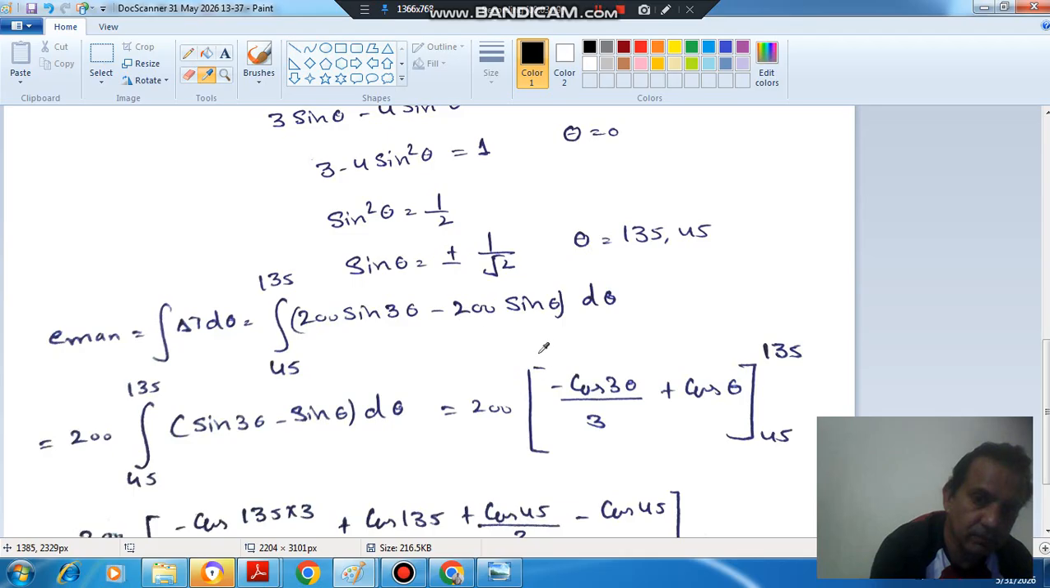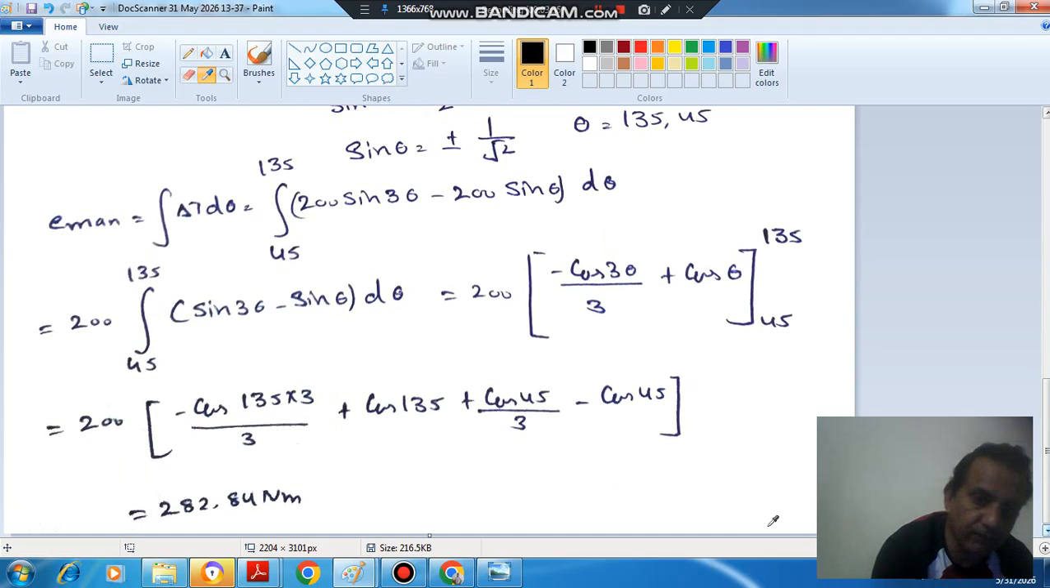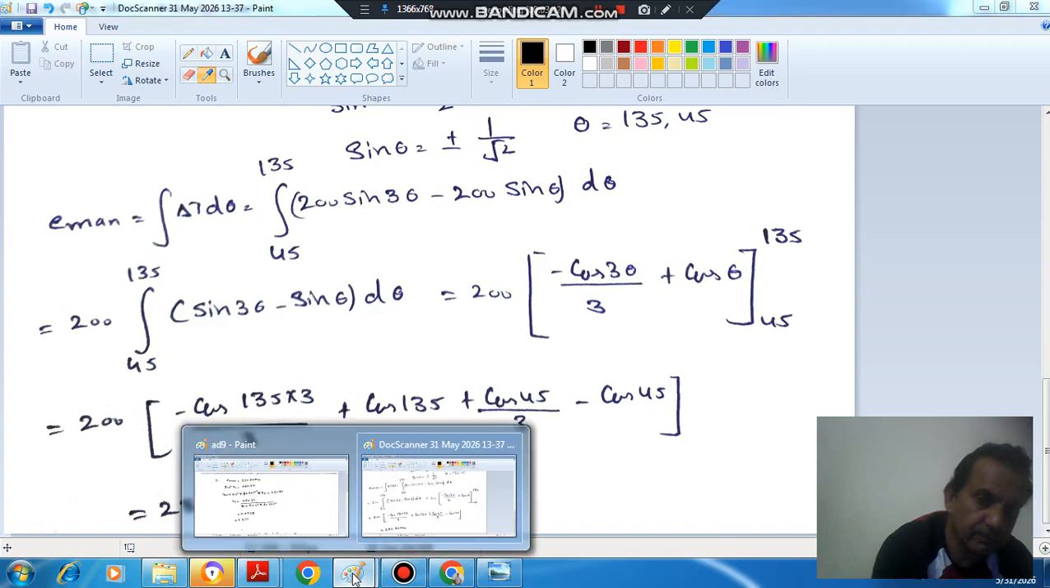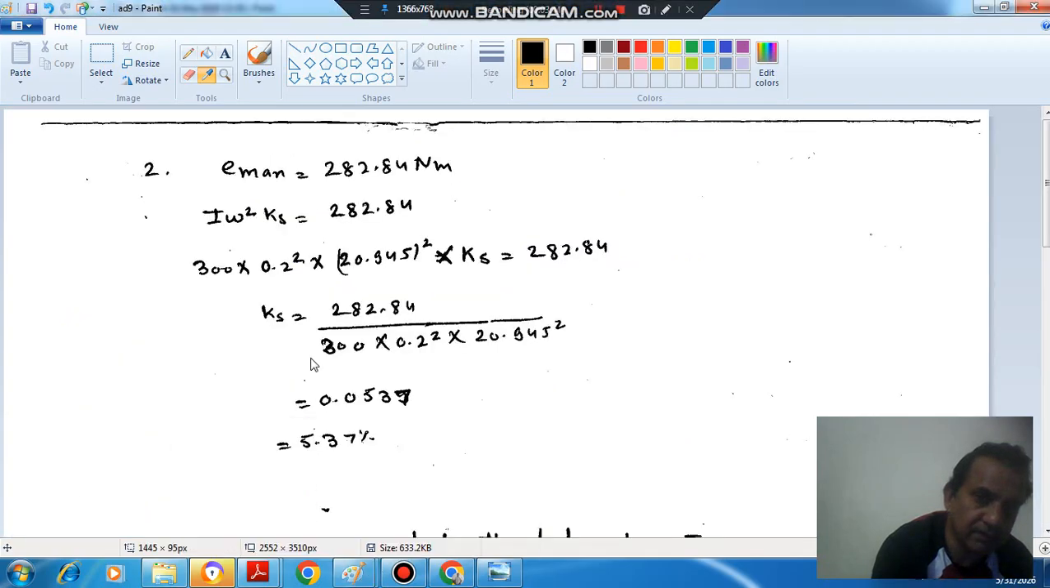So that is minus cos 3θ by 3 integration, plus the integration of minus sin θ, which is cos θ, and the limits are 135 and 45. So putting these values, we can find out E max, that is 282.84 Newton meter. Okay. So that is your E max.